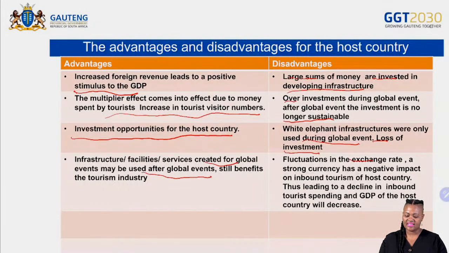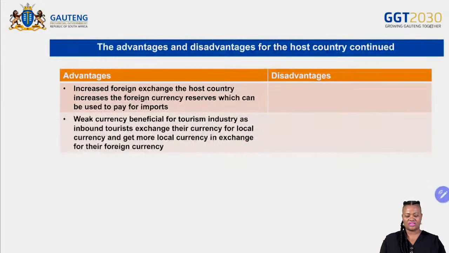A strong currency has a negative impact on inbound tourism of the host country, thus leading to a decline in inbound tourist spending, and the GDP of the host country will decrease. So now if the currency of the host country becomes strong, that would have an impact on inbound tourism, and it might be expensive for inbound tourists to be in that particular country, and that will lead to a decrease in the GDP of that particular country during the hosting of a global event. So those are the advantages and disadvantages for the host country.